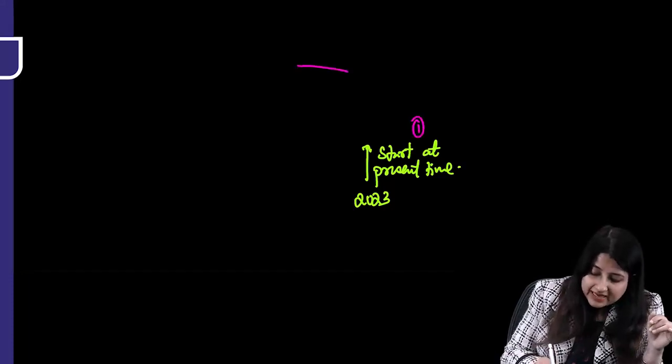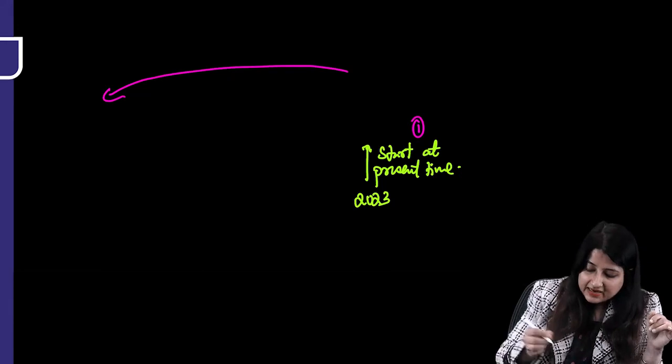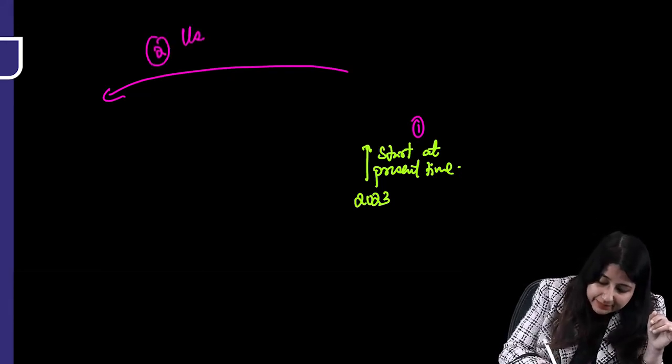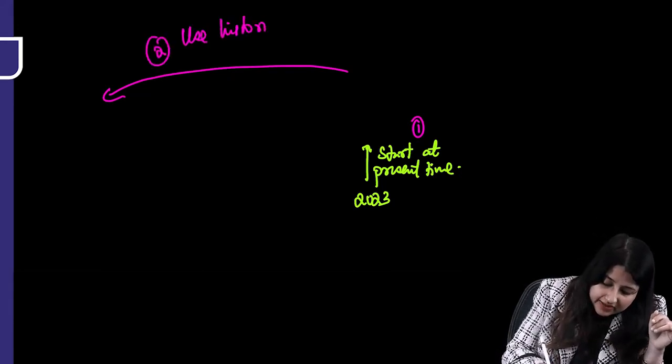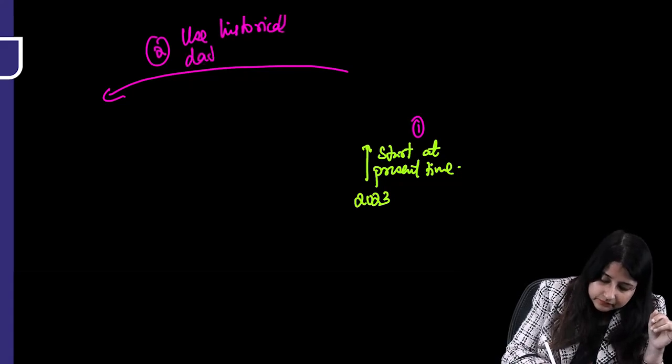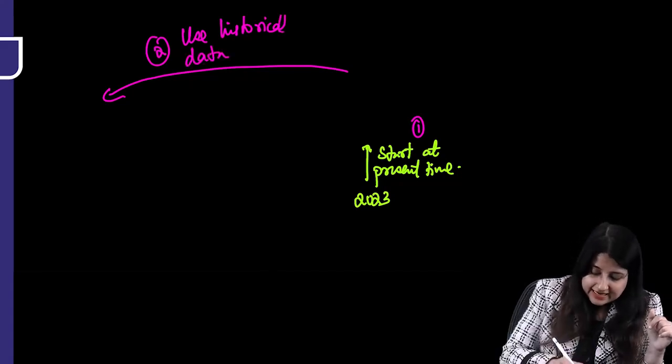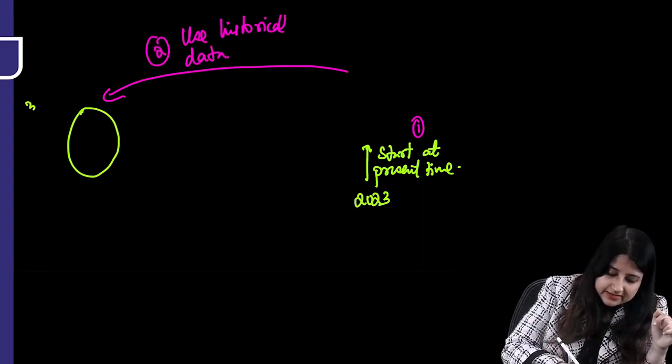Let's say in 2023. So your study has started now, but this is the first step. How do you plan to do the study? You go back. Go back means the second step is you use historical data. Okay, now what is the data? I have found a third step.